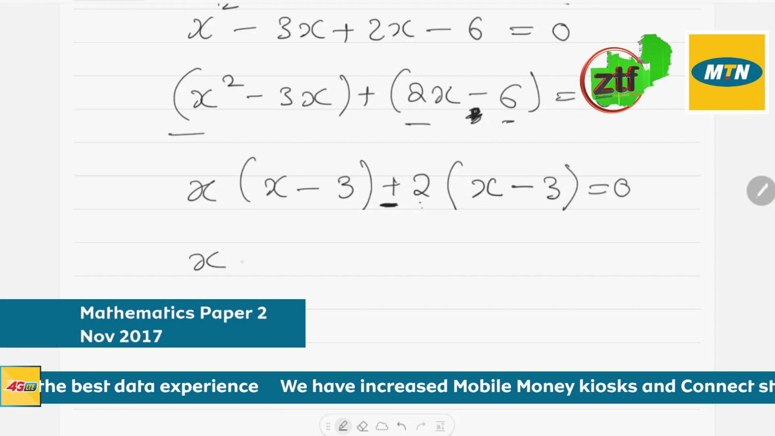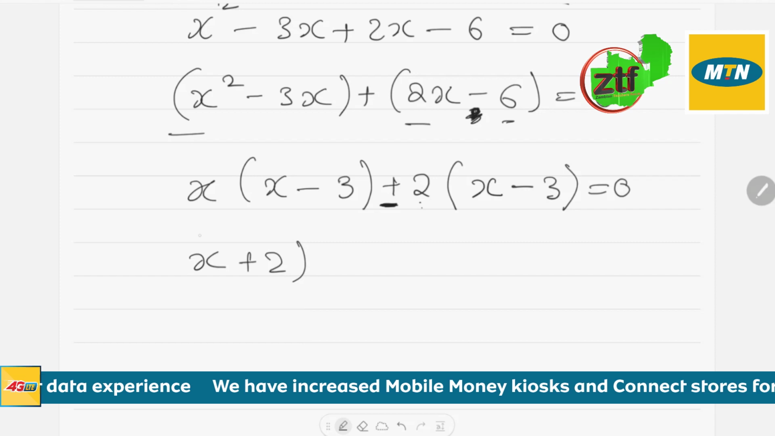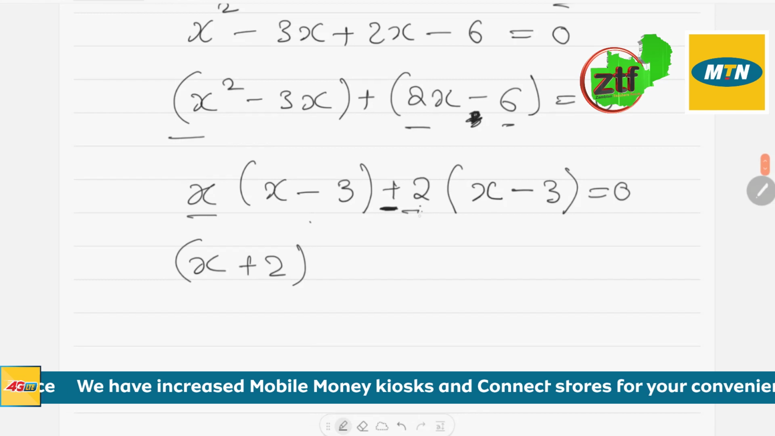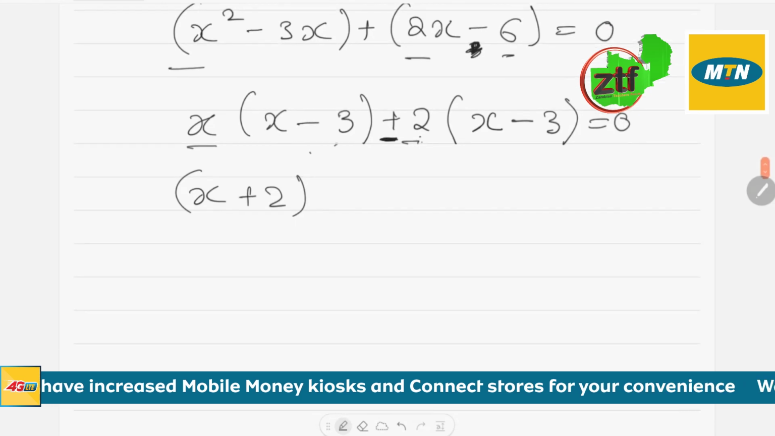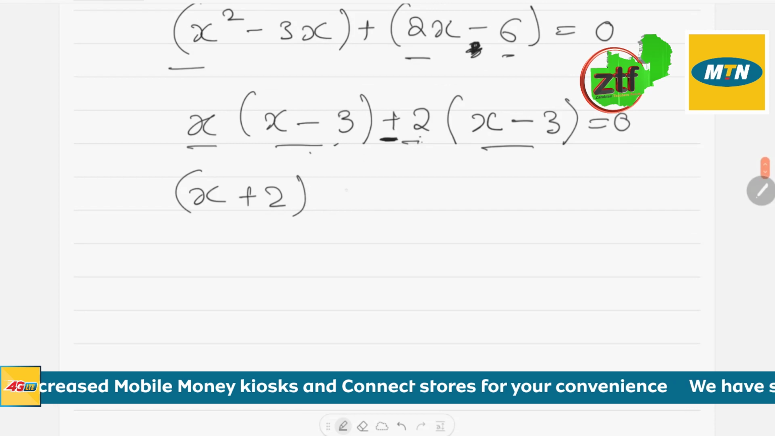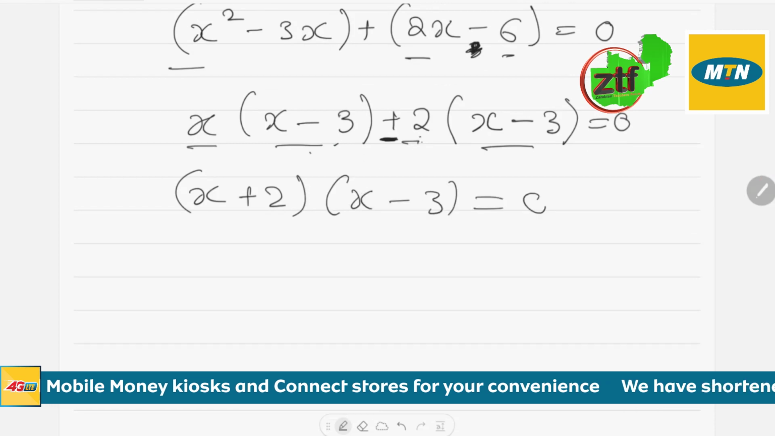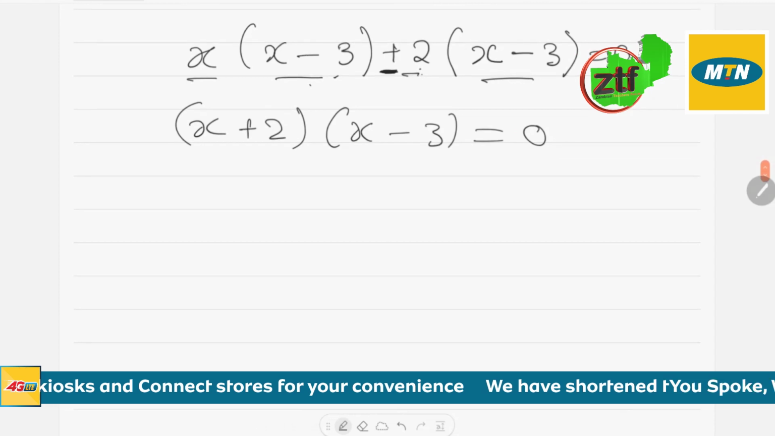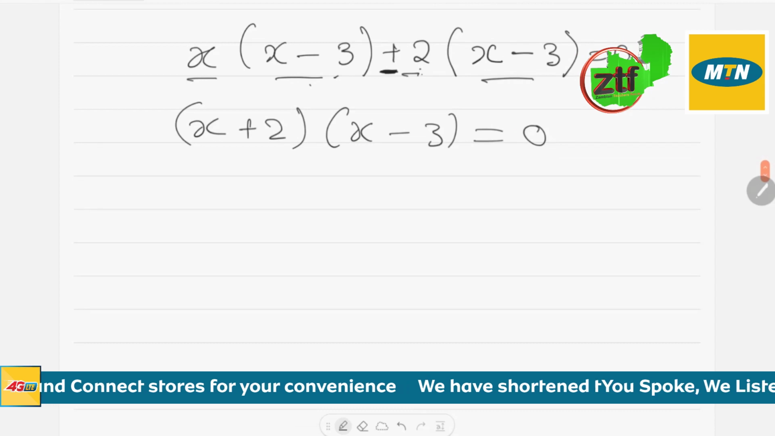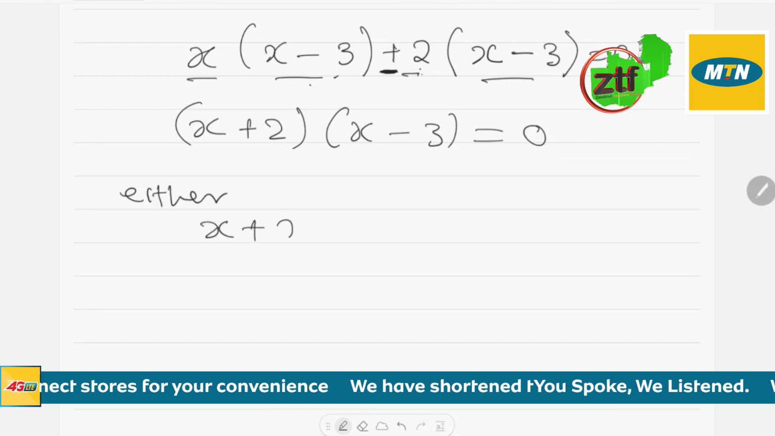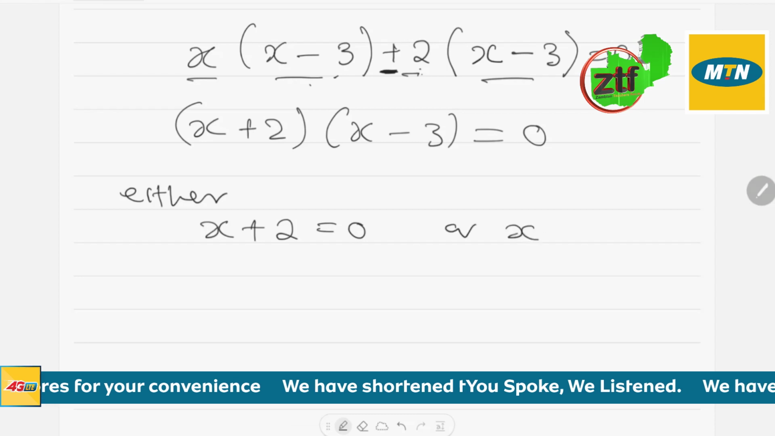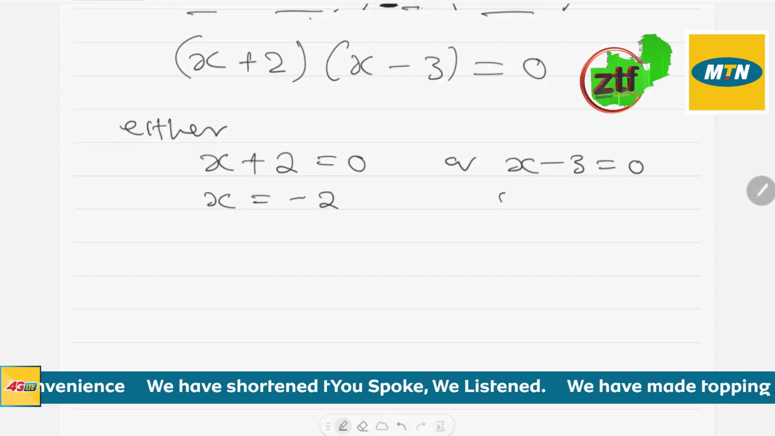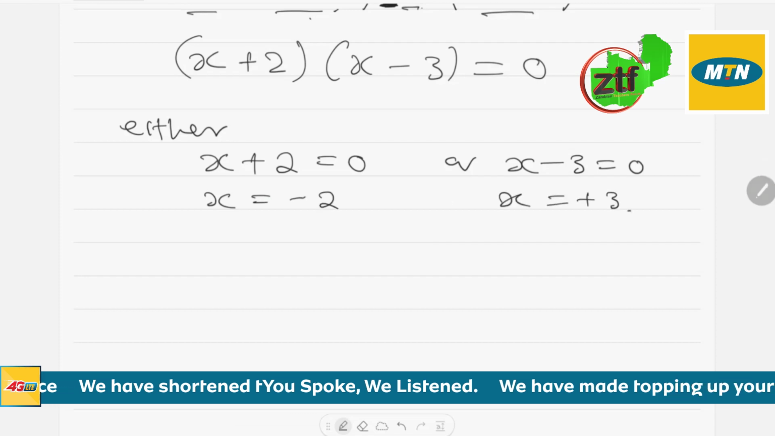So this can also be written as x plus 2 times x minus 3, equal to 0. You get the terms outside the bracket, but then you realize that the term inside the bracket here is equal to the other term, so we just pick one term, so you have x minus 3 is equal to 0. So by implication, either x plus 2 is equal to 0 or x minus 3 is equal to 0. So solving for x, we'll say that the value of x is equal to negative 2, or the value of x will be equal to positive 3.